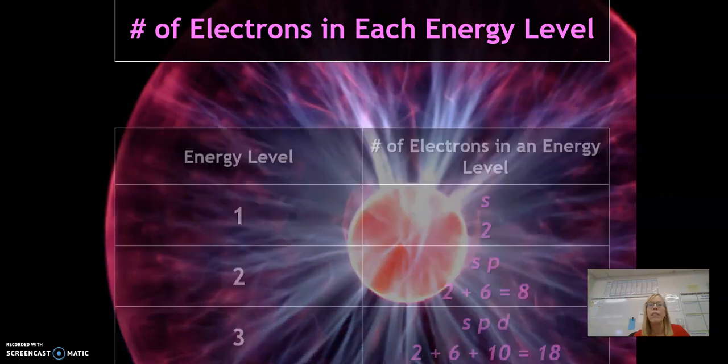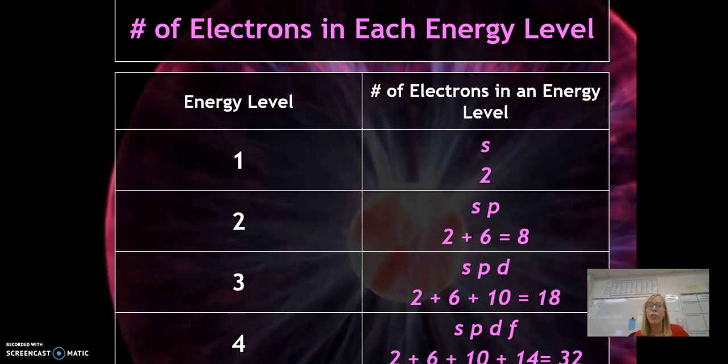Looking at the number of electrons in each energy level, the first energy level has an S orbital, 2 electrons. Second energy level has S's and P's, 8 electrons. Third energy level, S, P's, and D's, 2 plus 6 plus 10, 18. Fourth energy level, 2 plus 6 plus 10 plus 14 equals 32.